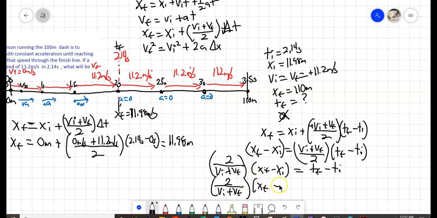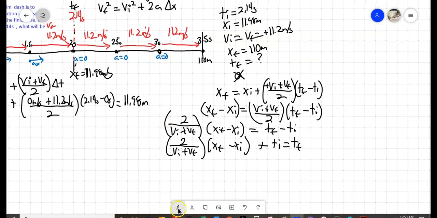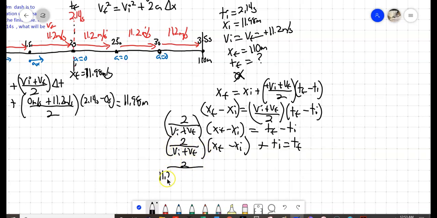X final minus X initial. And then this whole thing, we're just adding the initial time, and that is going to be our final time. And so now, since we have it solved in terms of variables, let's go ahead and put in our numbers. So this is going to be 2, and V final and V initial are the same numbers. You're going to be adding the same number here. They are the same numbers, and this does work.